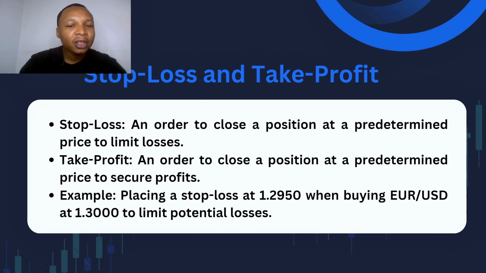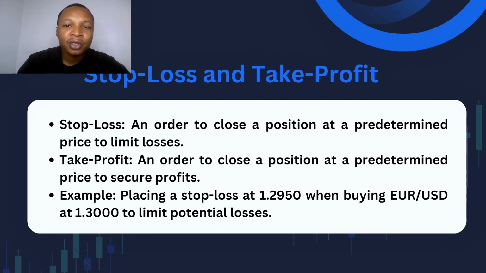Similarly, a take profit order is an order to close a position at a predetermined price to secure profit. So I can also set it. You can set it and go to sleep. And if price gets to any of these levels, it's going to trigger automatically. You don't need to be there to trigger it. Once you set these levels, it's going to trigger automatically.